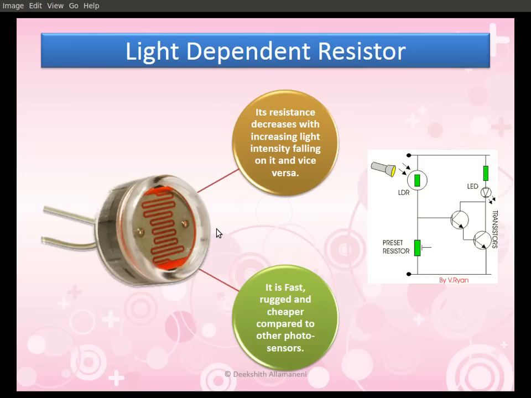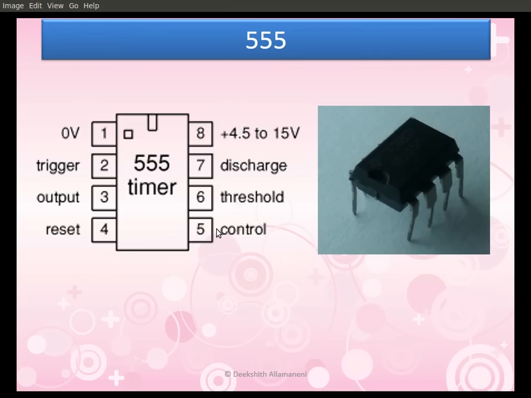And now we shall see the 555 timer. This is the pin diagram of the 555 timer. Pin 1 is 0 volt, pin 2 is trigger, pin 3 is output, pin 4 is reset, pin 5 is control, 6 is threshold, 7 discharge, and 8 is VCC, that is a high voltage. Now in this configuration we are assembling this 555 timer in the astable mode and using the reset pin to control the timer.